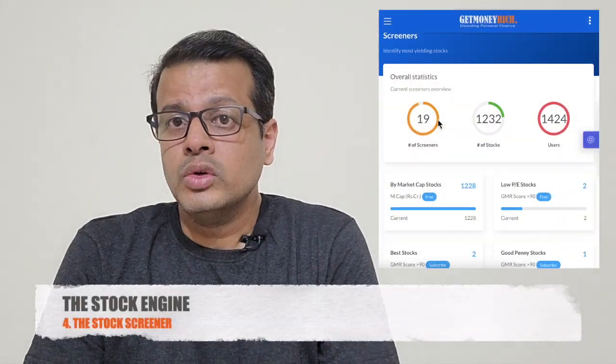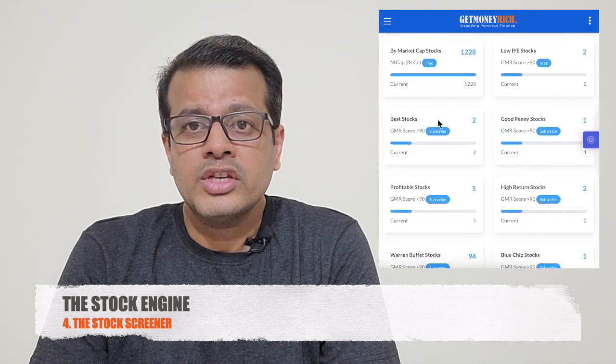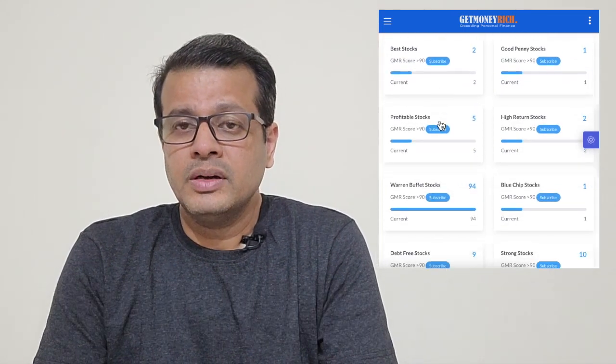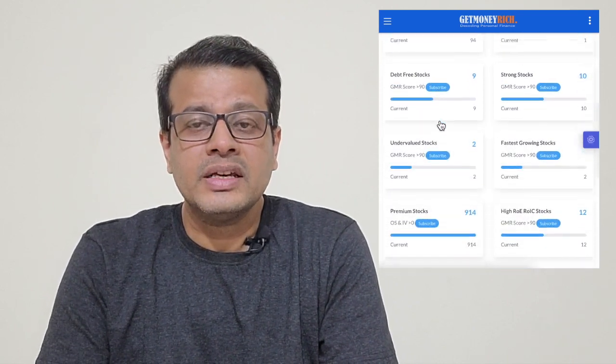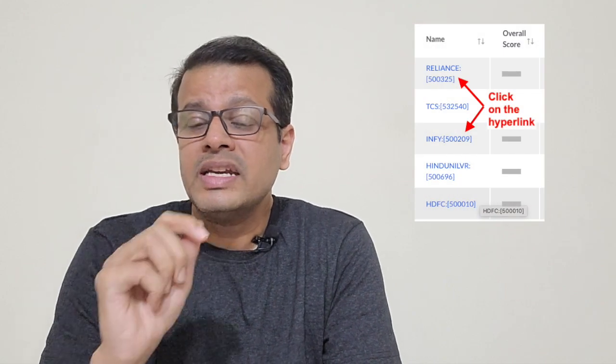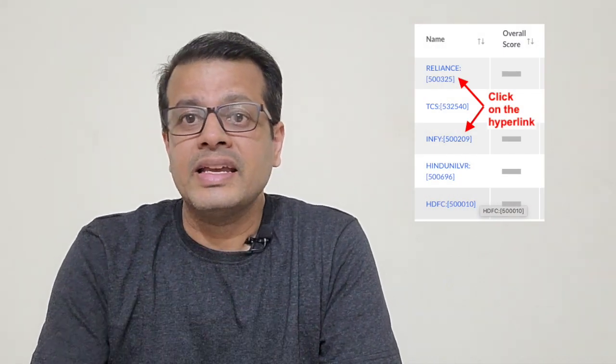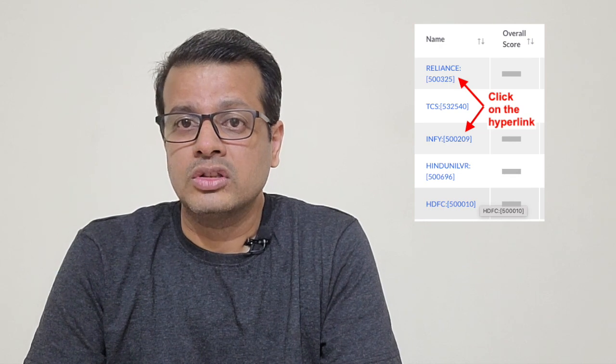What a user can do in the stock screener, first of all, they should pick a preferable pre-built screener of their choice, and once they click on that pre-built screener, a list of stocks will open, and in that list of stocks they will have parameters like GMR score and overall score and other financial parameters of the stock to compare those numbers, and the stock that you find attractive, you can see the detailed report. How to see the detailed report? The detailed report can be seen by clicking on the hyperlink that is available on the stock's name.